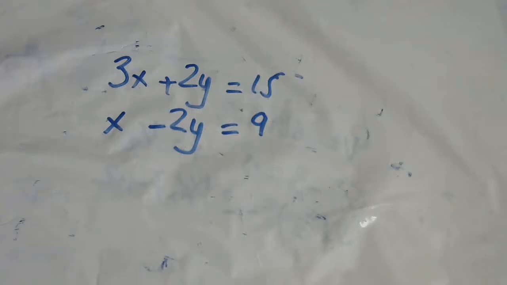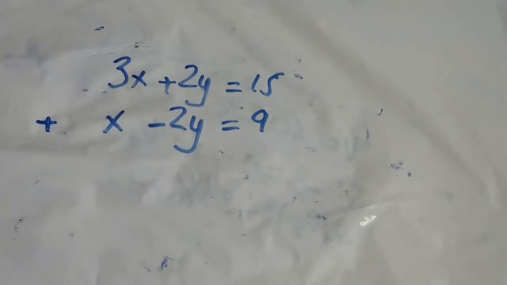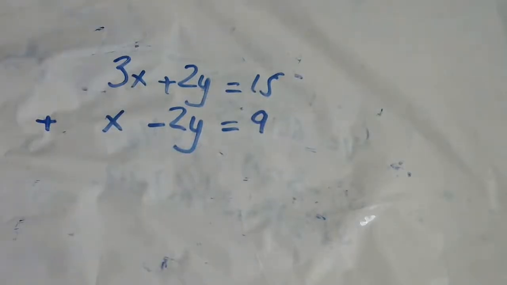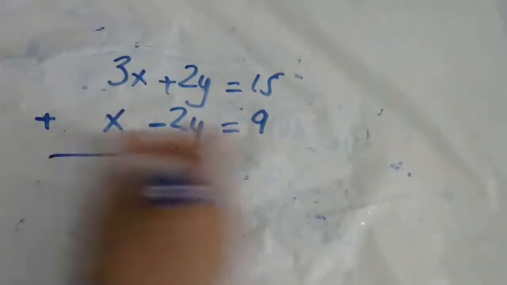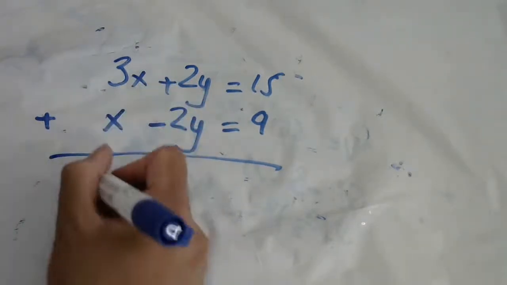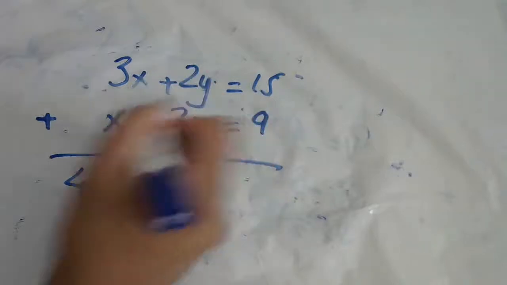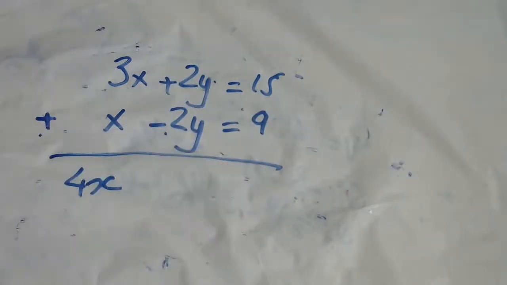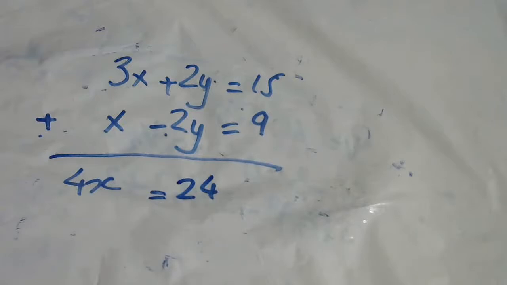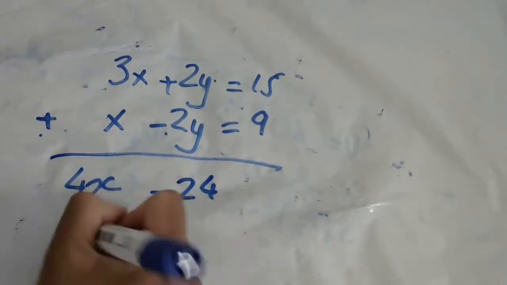We want to kill a letter. And this time, the way we're going to kill a letter is add the two equations. Why? Because 2y plus minus 2y just means minus, so 2y minus 2y is 0. So I add these together. I get 3x plus 1x is 4x. 2y plus minus 2y equals 0. And then we've got 15 plus 9 is 24. So we've now got 4x equals 24. Obviously, 4 times something is 24, x equals 6.